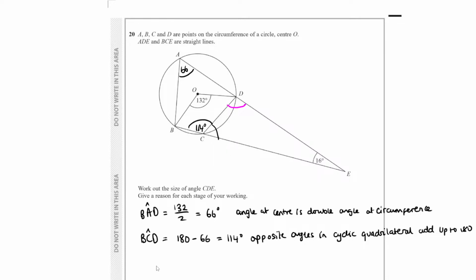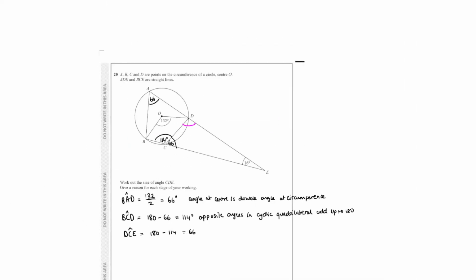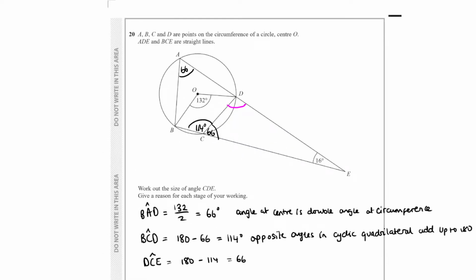So I could just work out the opposite side of that. So that would be DCE is 180, straight line adds up to 180, minus 114 is obviously then 66 again, isn't it? Now, technically you could write down because angles in a straight line add up to 180, but I don't know if they really need that much explanation.